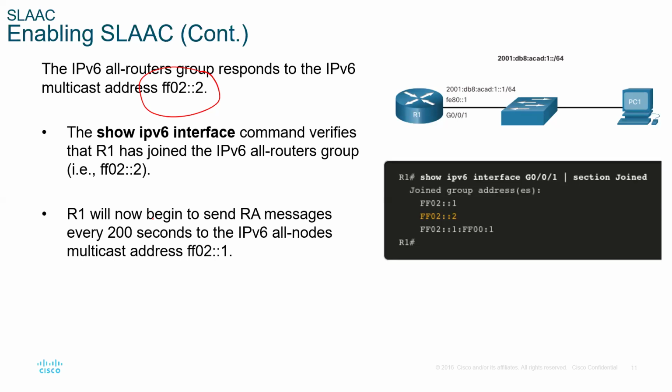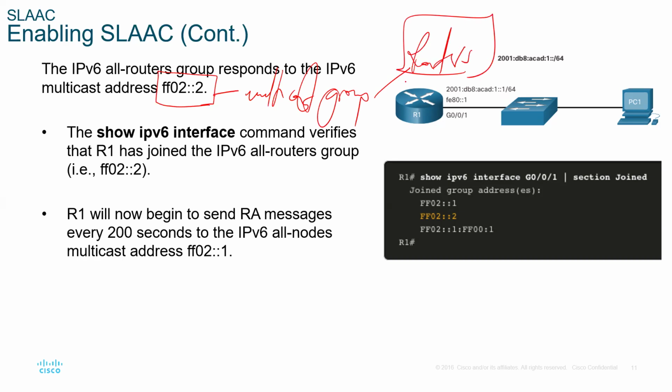So when we enable SLAAC, two things happen. One, our router is automatically added to this group. This is a multicast group for routers. All routers, when they are enabled, if SLAAC is enabled in this example, then it automatically joins this group.